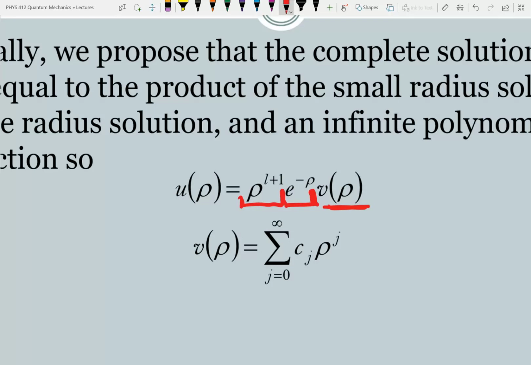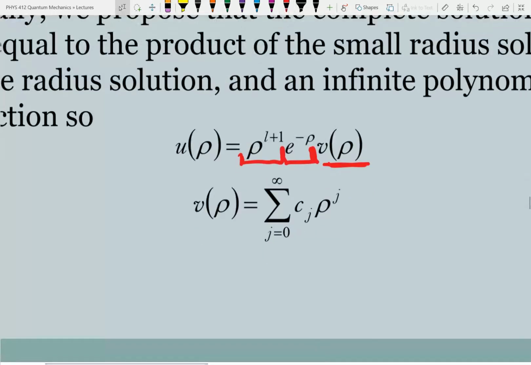Now, one of the first things to note is an infinite polynomial. How does an infinite polynomial compare with an exponential as rho approaches infinity? Well, e to the minus rho is going to 0 as rho goes to infinity. Which one's going faster?